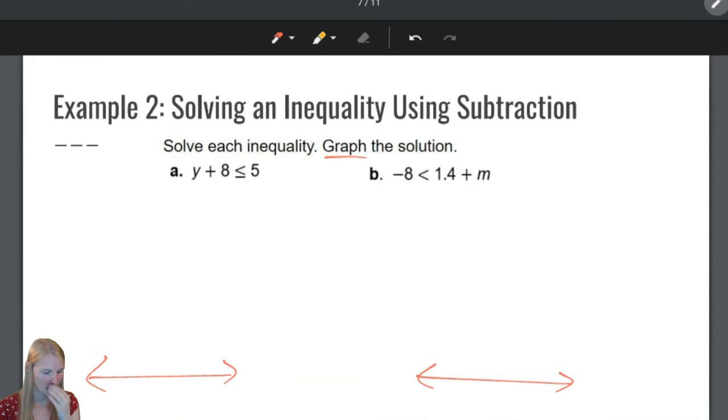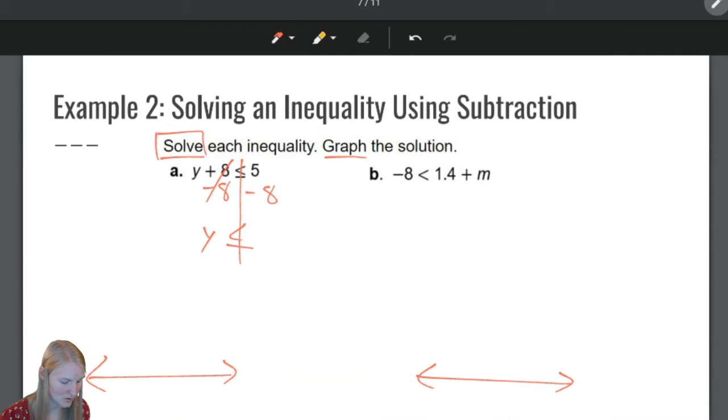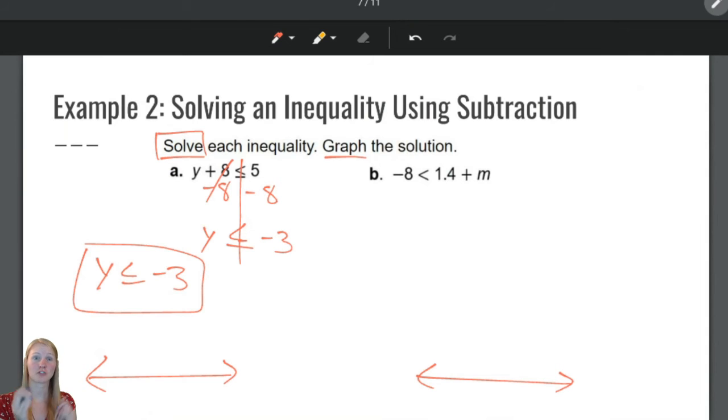Watch it with me. Okay, so we have y plus 8 is less than or equal to 5. Remember, I want to get y by itself because that's what it means to solve. So the opposite of plus 8 is minus 8. Get rid of the 8 on that side, and now I have y is less than or equal to 5 minus 8, which is negative 3. So y is less than or equal to negative 3. This is the solved inequality.